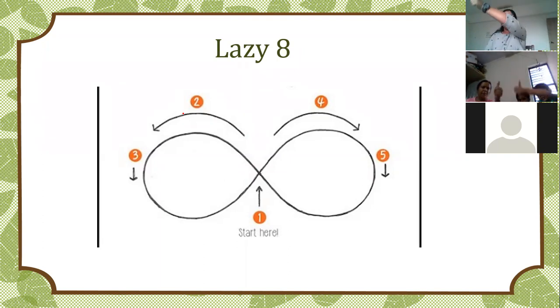That's called a lazy 8, or commonly called the infinity symbol. How many times should you do this? You have to do 10 repetitions. First 10 repetitions with the left hand, and then 10 repetitions with the right hand, and then both hands together. The same thing. Head should not move, only your eyes should follow the thumb.